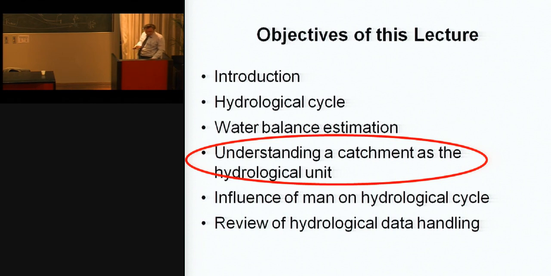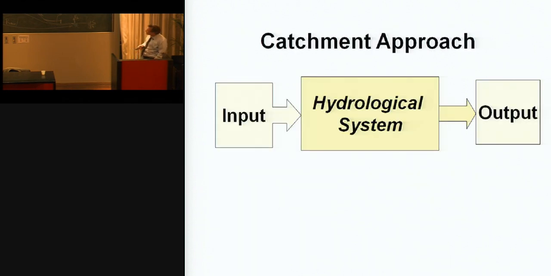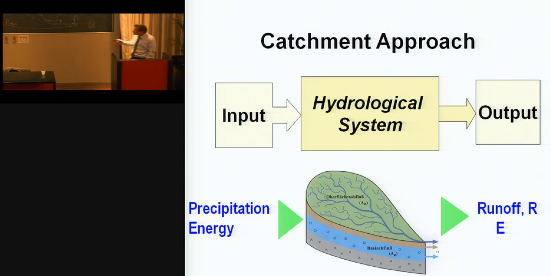definition. The catchment is the unit where we can do the quantification, where the input is the precipitation, the output is the runoff and the evaporation. This has some German, but I think you can understand this.